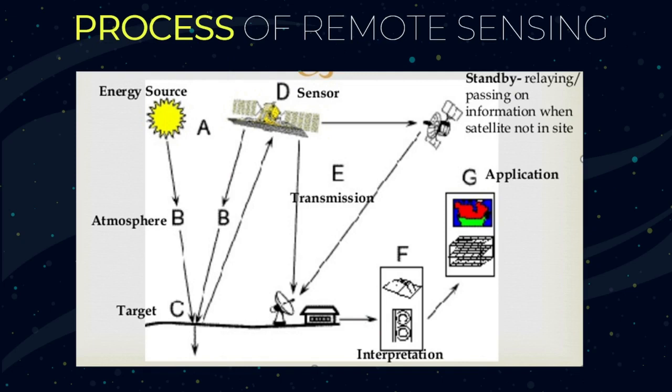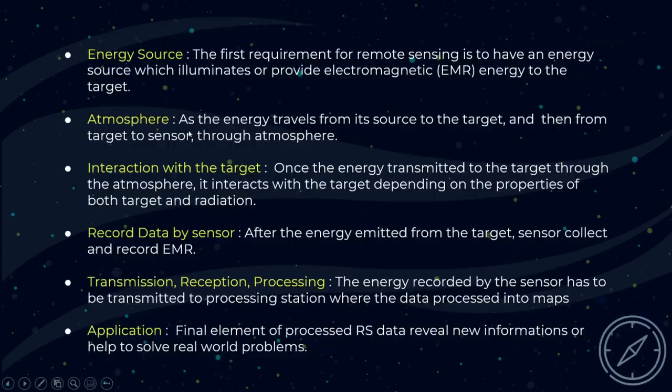This is the process of remote sensing. For the process, there are a few elements: the energy source, atmosphere, target, sensor, and ground stations. From there, the interpretation and the final output for the different kinds of applications. Now we can see one by one how they participate in the process of remote sensing.